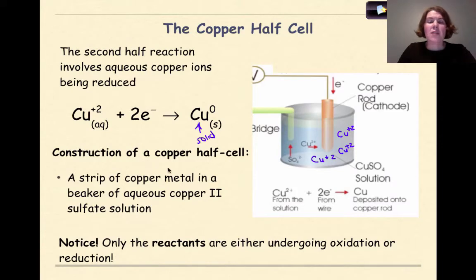So what do we need to construct a copper half cell? We need a strip of copper metal and a beaker of aqueous copper 2 sulfate solution. Now remember, just like before, when I ask what's being oxidized and what's being reduced, only the reactants are either undergoing oxidation or reduction. So in my half reaction, it's the Cu+2 from the solution that's being reduced, and that's really important to remember.